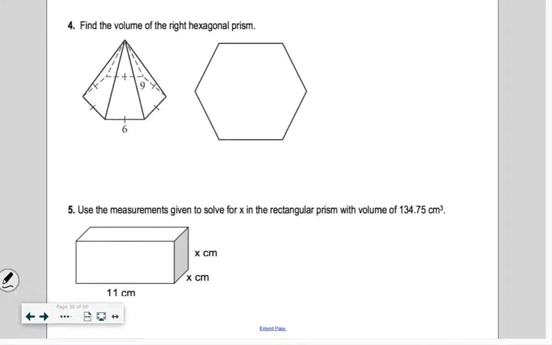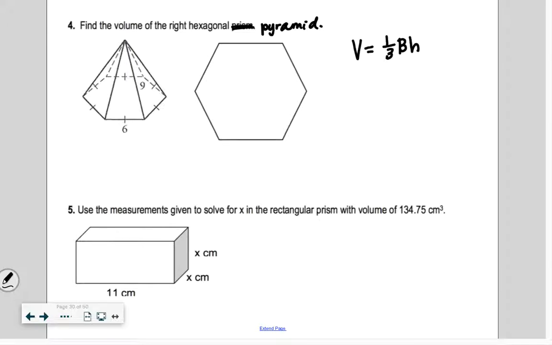All right, so number 4. It says find the volume of the right hexagonal prism. So on this one, ooh, I said prism. That should say pyramid, shouldn't it? My picture is a pyramid. So in order to find the volume of a pyramid, I do 1/3 the area of the base times the height, because there's only one base. I don't have 2 parallel bases. It's not a prism.